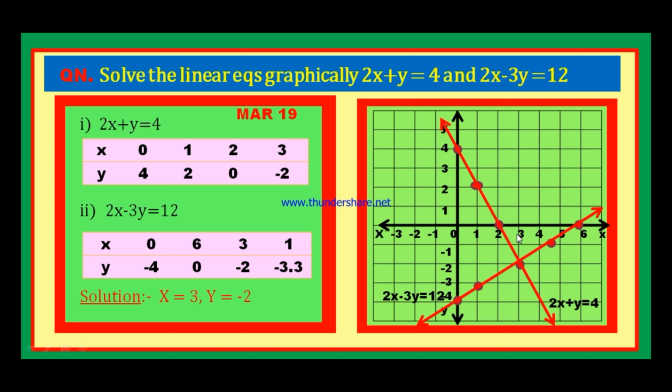At this point, x is equal to 3 and y is equal to minus 2. Therefore, the solution is x is equal to 3 and y is equal to minus 2. You may write the scale also. Scale on x-axis 1 centimeter is equal to 1 unit, and on y-axis 1 centimeter is equal to 1 unit.